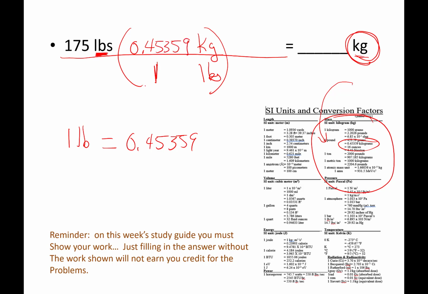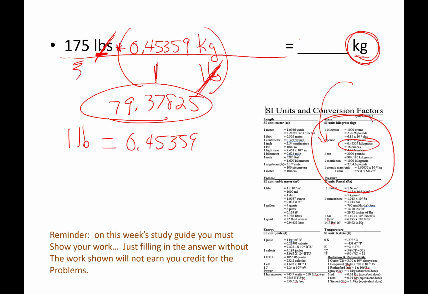0.4539, and then I cross things out. 1 pound counteracts another pound. These two divide out. This tells me multiply. I pick up my calculator, multiply that out. What I get is 79.37825. In another talk, we'll talk about significant digits, but I started with 3 digits. I'm going to round this off to 3, so 79.4 kilograms.